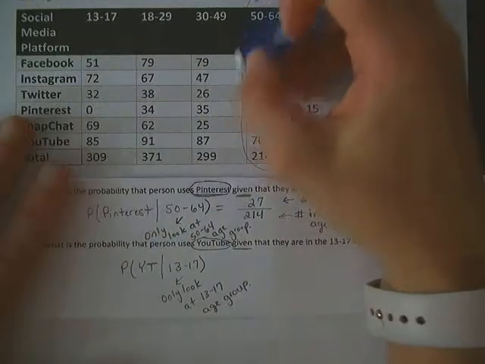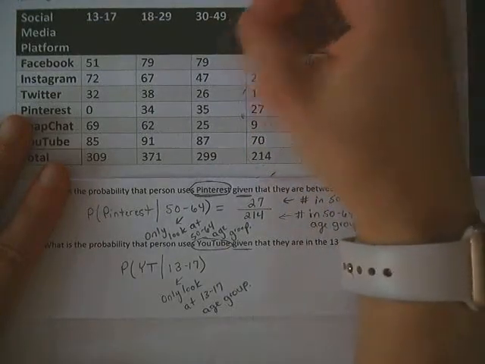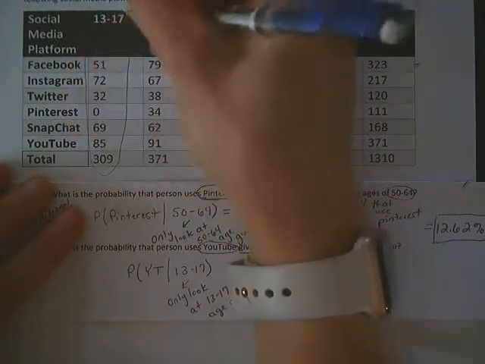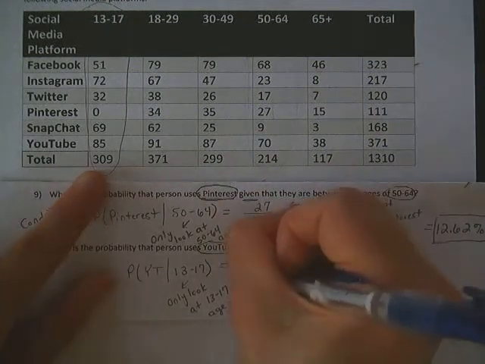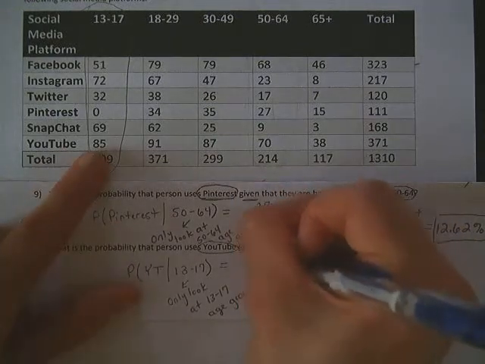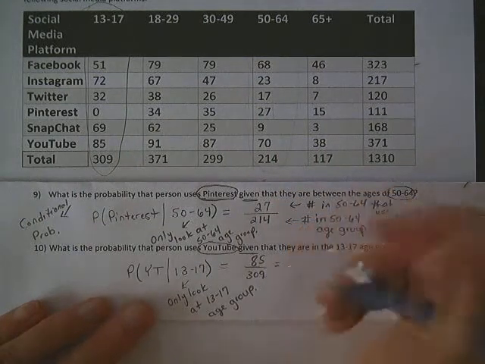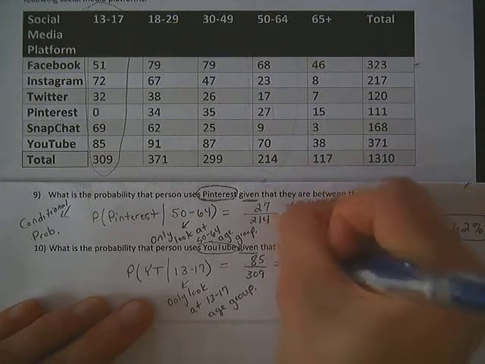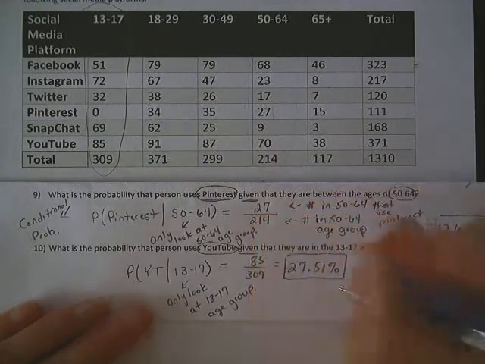So I'm going to erase where I've circled this one because now we're on a different problem. And now I'm going to circle my 13 to 17-year-old age group. So we're only looking at these guys right here. That's actually your bottom number in your fraction. There are 309 people in all in that age group, and out of those people, there are 85 of them that use YouTube. So that's it. There's an 85 out of 309 chance that they use YouTube if they are 13 to 17 years old. As a percentage, that ends up being 27.51%.